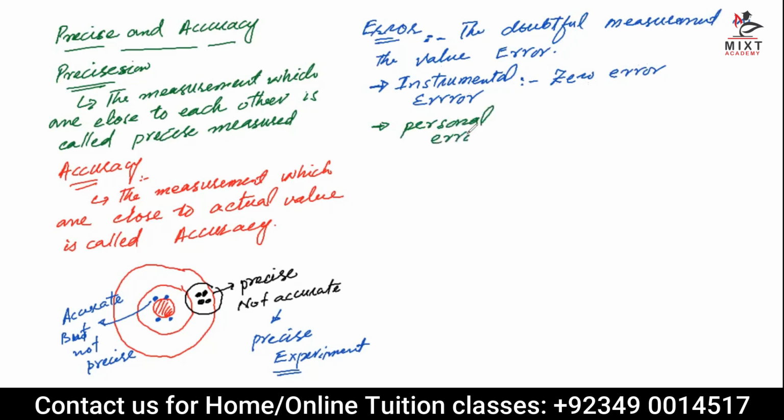Do you know personal error? Parallax error. For example, you have a measuring cylinder and you don't have the correct eye level. Your eye should be perpendicular to the reading, to avoid the parallax error. This is a personal error. If the person is not careful in taking the reading, he makes that error. And the next one is the random error.